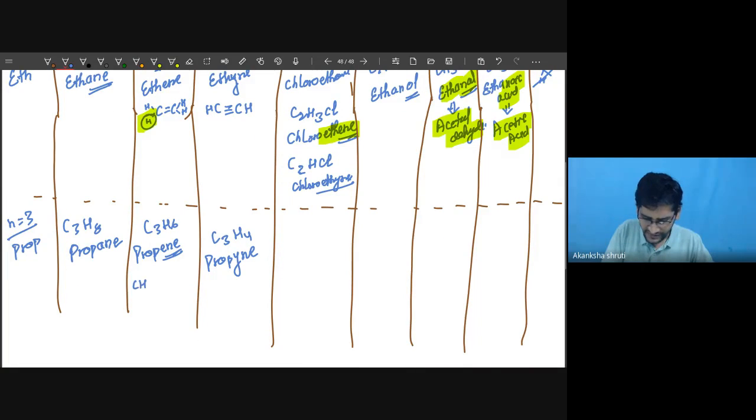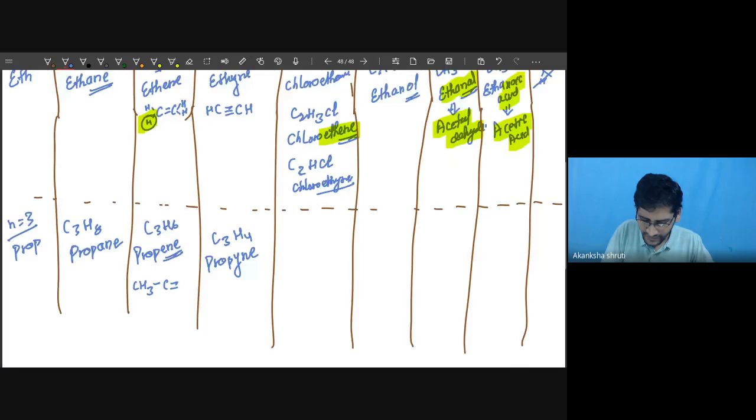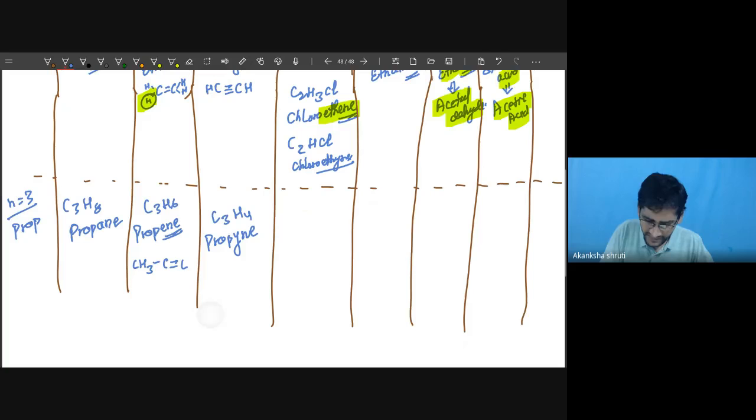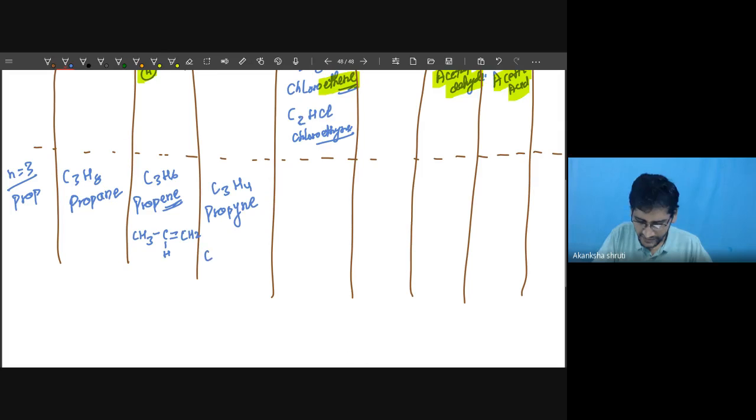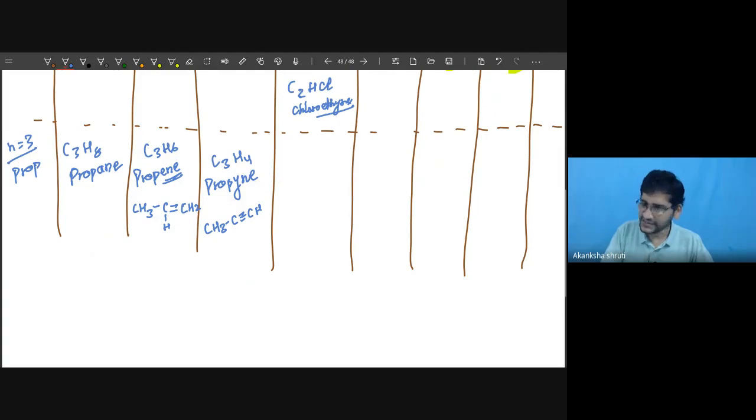Let me draw. CH3 will be there, then C double bond, CH2 will be there. In this case it will be like this: CH3, then C with the triple bond, and another is CH only. Okay, it is this one. So propyne, these structures are asked. Students, keep in mind this structure. You have to draw the structure of propene and propyne. These two structures are asked, so please keep in mind.